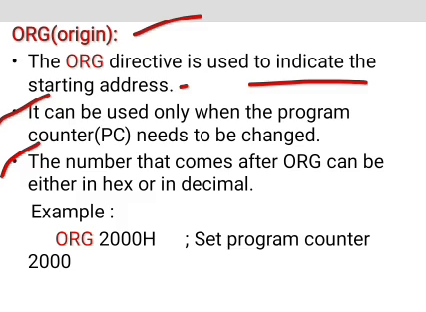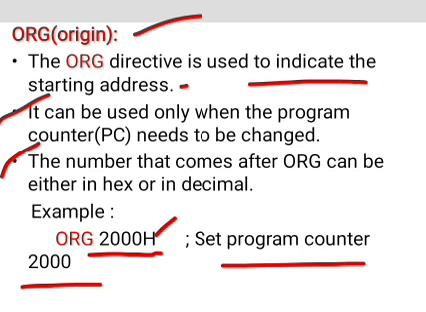Next, the number that comes after ORG can be either in hexadecimal or in decimal. For example, ORG 2000H, where H means hexadecimal. That means set the program counter, that means PC, to 2000.